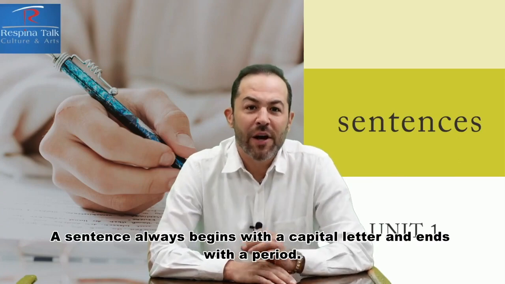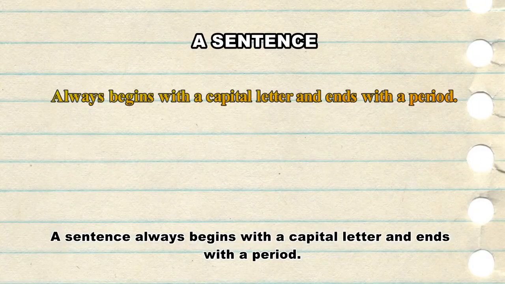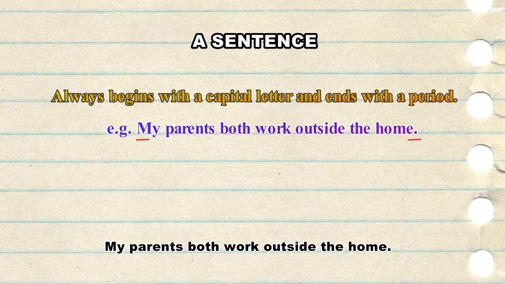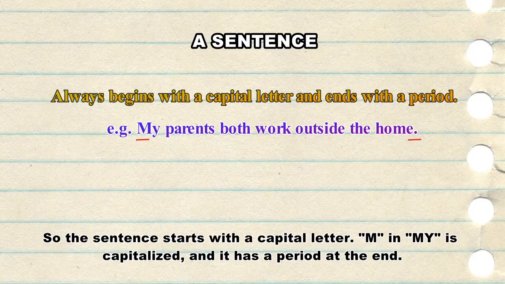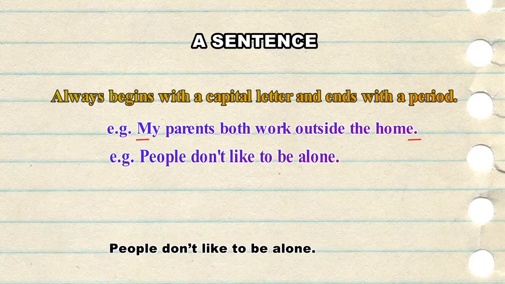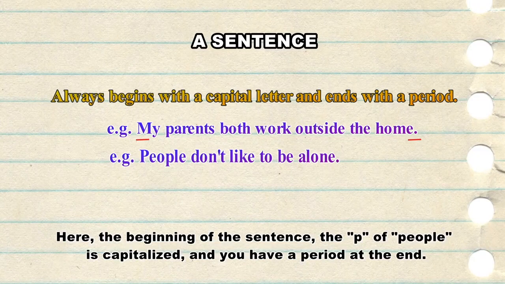A sentence always begins with a capital letter and ends with a period. Look at this example. My parents both work outside the home. So the sentence starts with a capital letter. M in my is capitalized, and it has a period at the end. Look at this other example. People don't like to be alone. Here, the beginning of the sentence, the P of people is capitalized, and you have a period at the end.